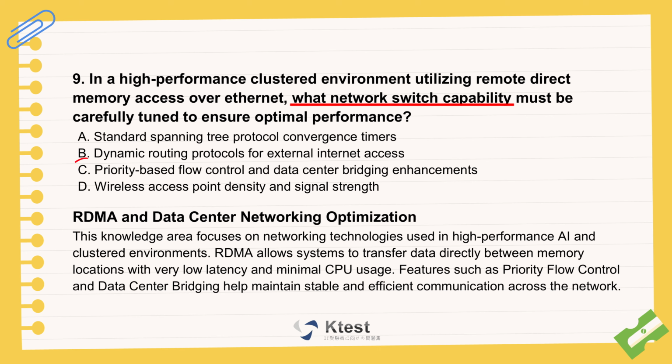Right. Option C is the correct answer. Priority-based flow control, or PFC, and data center bridging enhancements. How does that prevent drops? To run remote direct memory access, or RDMA, over Ethernet, you need a lossless environment. PFC mechanically works by monitoring the microscopic memory buffers inside the network switches. Just before a buffer overflows and drops a packet, PFC sends a microsecond pause frame back to the transmitting server, basically holding the data on the wire until the switch can process it. That is incredible engineering. It really is. The knowledge point is RDMA and data center networking optimization.